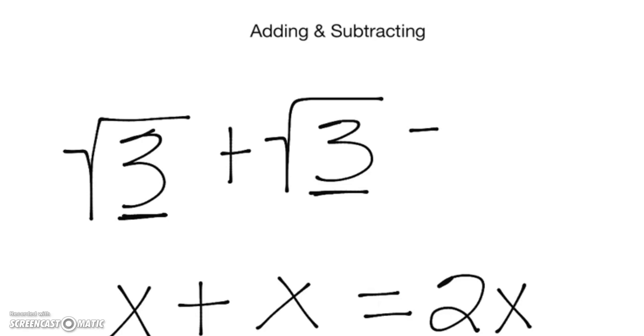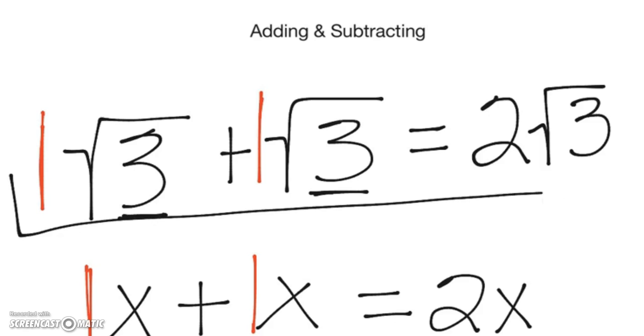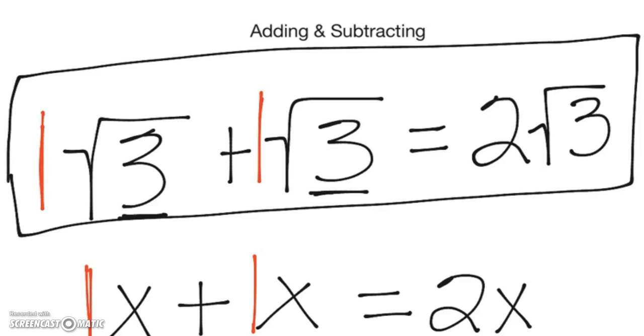So when you learned in algebra to add x plus x, you have 2 x's. Same rules apply here. If I do square root of 3 plus square root of 3, I'm adding the number that's in front, and that number is an understood 1. Just like the number in front of the 2 x's down here is an understood 1. So when I add those together, I get 2 square root of 3. Okay, so my answer for square root of 3 plus square root of 3 is going to be 2 square root of 3.